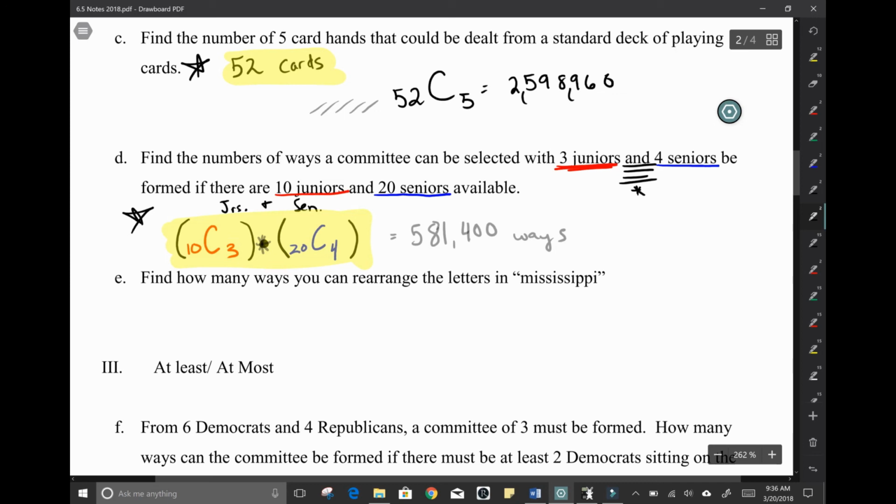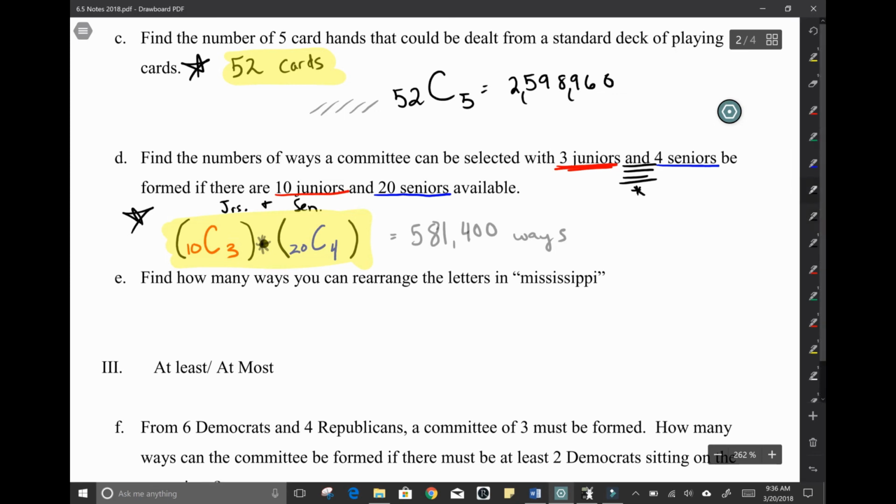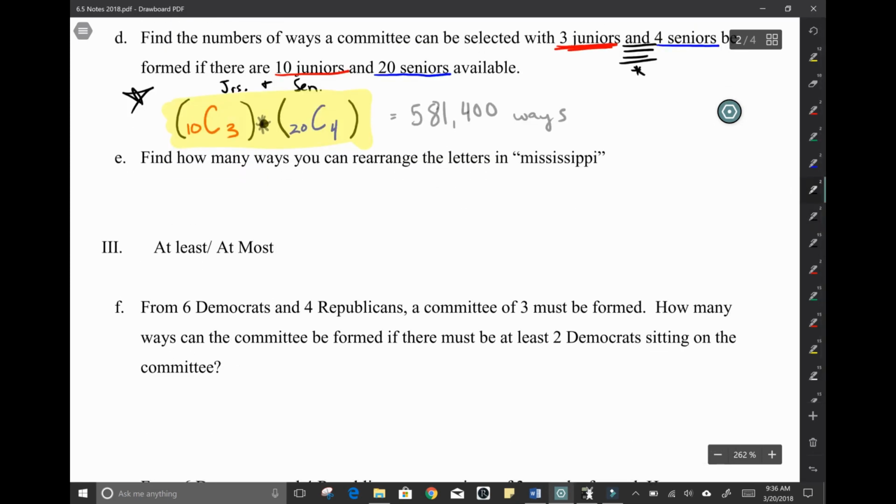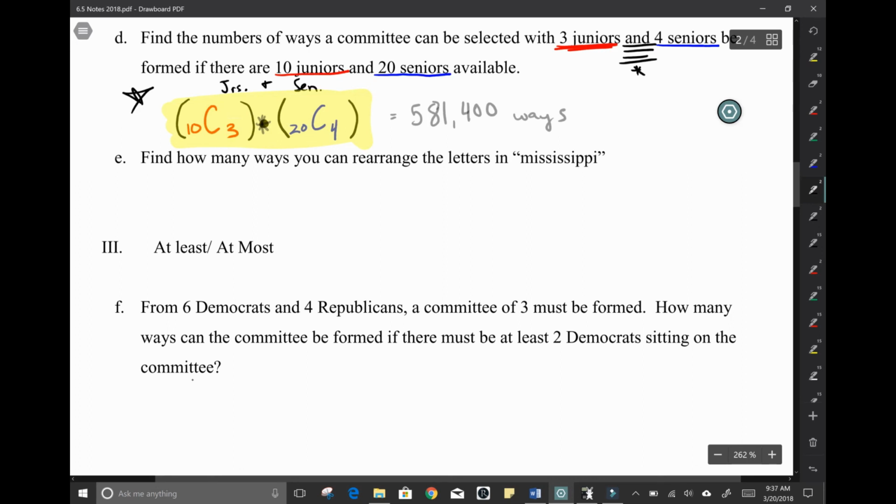Okay? Arranging the letters. These are common questions, something you might even see on the SATs. First off, you want to tally up the number of letters. There are 11 total letters. So we're going to write that as 11 factorial. So there's 11 ways we can arrange all the letters. So there's the total letters.